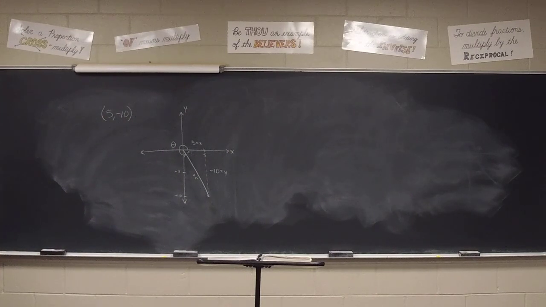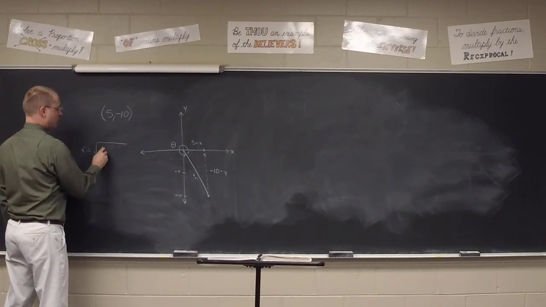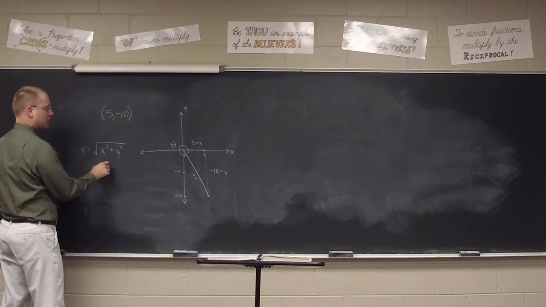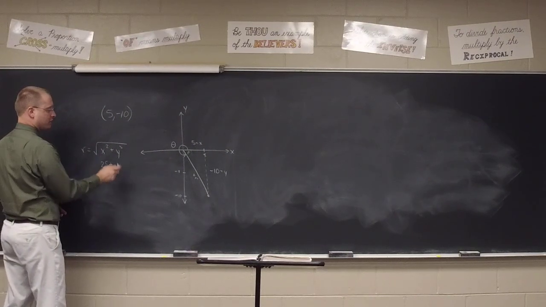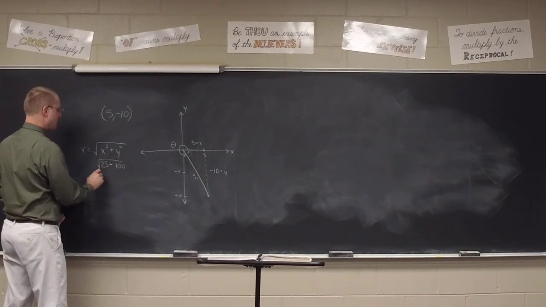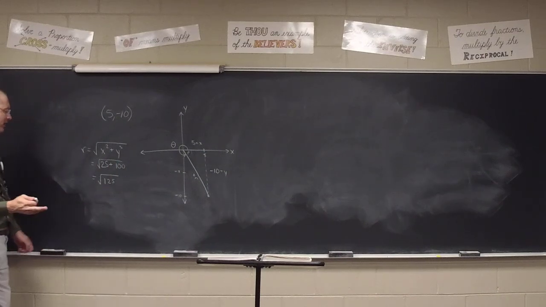What do we get for the R? 11.18. Oh, we don't do that. We do exact values, don't we? Not these crazy decimals. So when we find the R, we're going to take the square root of x squared plus y squared. X squared gives us 25. Y squared gives us 100. Not negative 100, by the way. When you square a negative, you get the positive. So we end up taking the square root of 125, which is like 11.2-ish.